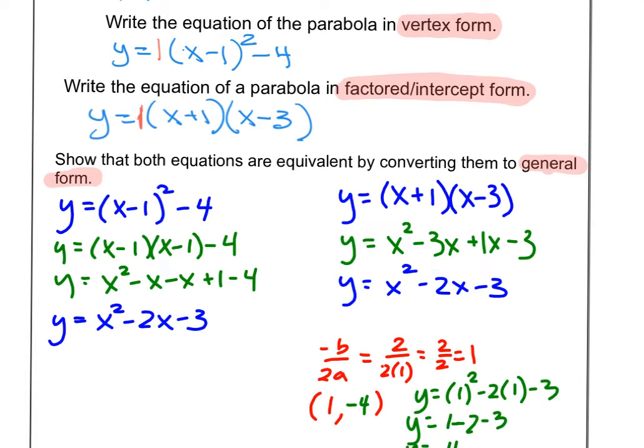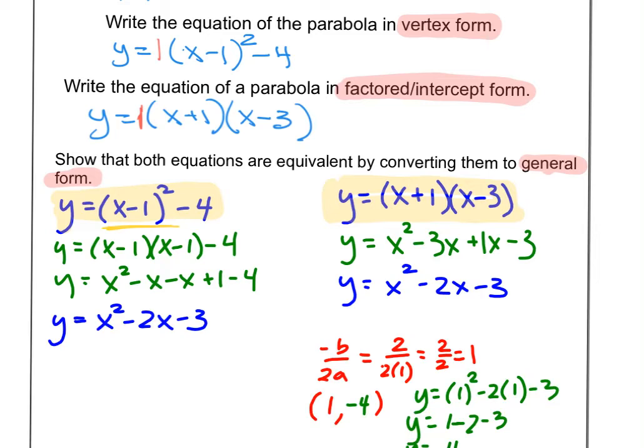The third thing is showing that both equations are equivalent by converting them to general form. So what I did was rewrote the vertex form of that parabola right here and the factored form of the parabola right here. And then what's really nice is to change them to general form. We just do FOIL. Please remember here, x minus 1 squared is actually x minus 1 times x minus 1. It's x minus 1 repeated. And then don't forget that minus 4 is tacked on at the end.